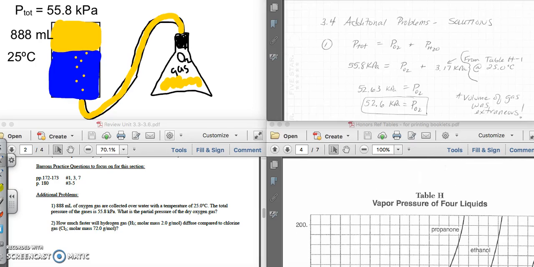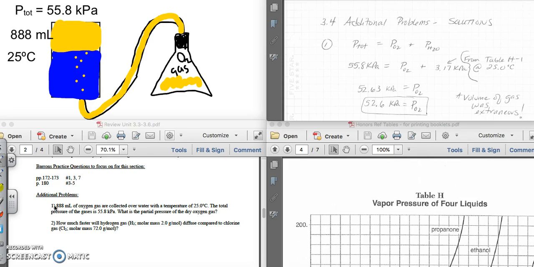This video lecture is meant to explain some of the additional problems that were on the Unit 3.3 through 3.6 unit review questions. So let's take a look at Unit 3.4, which was Graham's law and Dalton's law of partial pressure. So there's a problem. We're looking right down here.